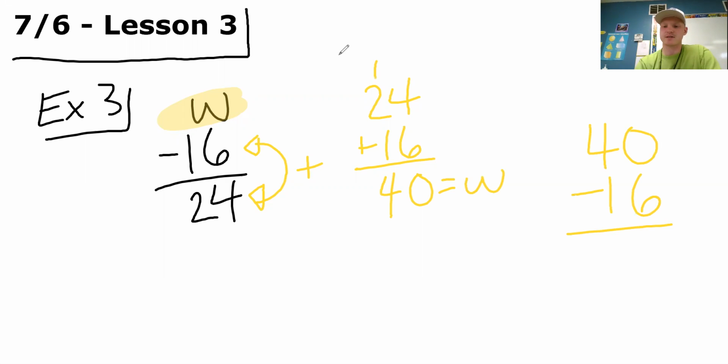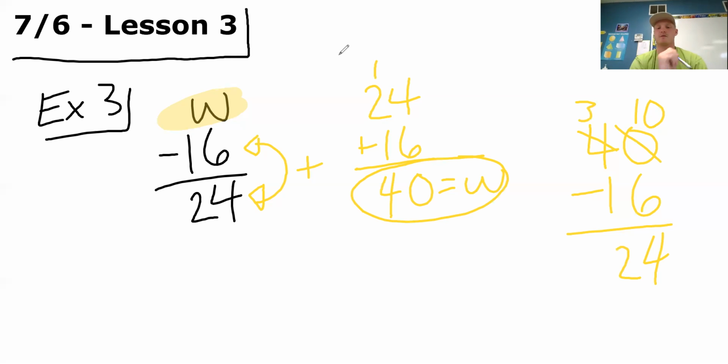So how many times does 6 go into 0? It doesn't. So I'm going to borrow from the 4 and turn that into a 3. So 10 minus 6, we have 4. 3 minus 1, we have 2. So our answer is correct. So w equals 40. Okay, so that's example 3 right there.